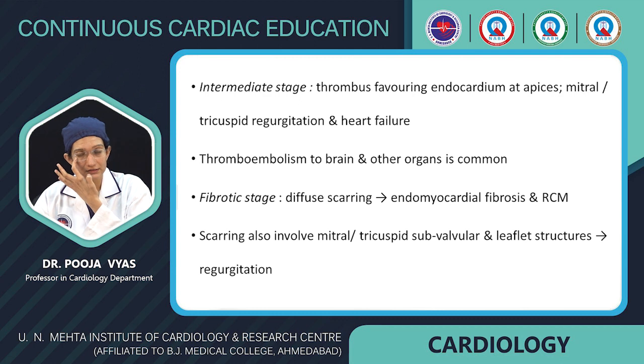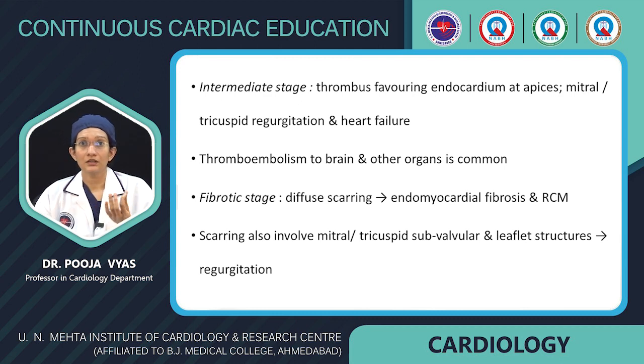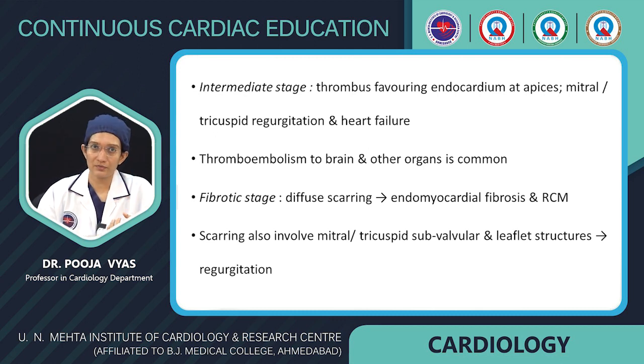In the intermediate stage, there may be formation of thrombus at the endocardium at the apex, and we may find mitral and tricuspid regurgitation, and the patient may develop symptoms of heart failure. Due to this thrombus formation, thromboembolism to the brain and other organs is also common in this intermediate stage.